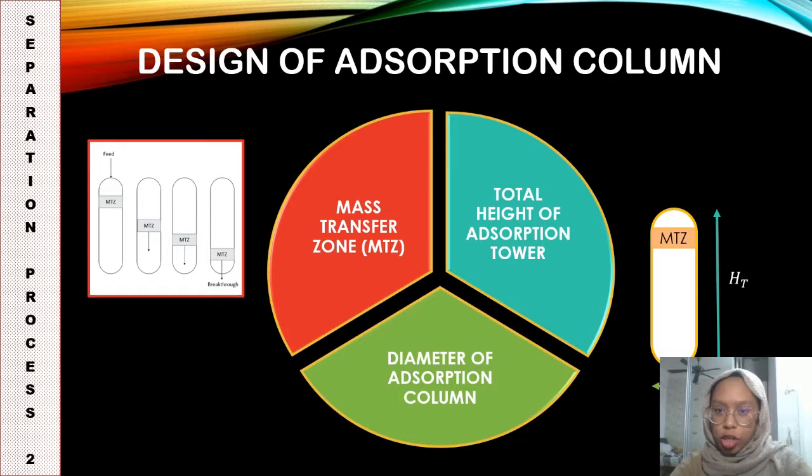The design of the adsorption column is important as we need to determine the mass transfer zone, the diameter of the adsorption column, and also the total height of the adsorption tower. Not only that, we can also find the hydrogen purity to be achieved as stated in the task given.